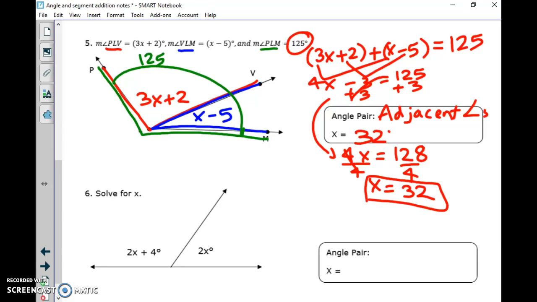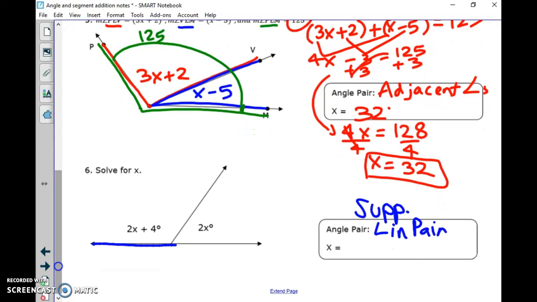So, last one, number 6. These are two angles next to each other. So just like the last one, they're technically adjacent. But what's the special name for these if they make a straight line? Okay, number 6. What do we call these when they make a straight line? Okay, linear pair, or if they add up to 180, supplementary. So that's what's up, and they're also a linear pair. So what do we do with them? We add them up equal to the whole straight line, which is 180 degrees.